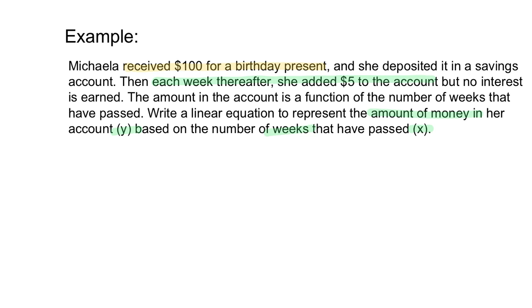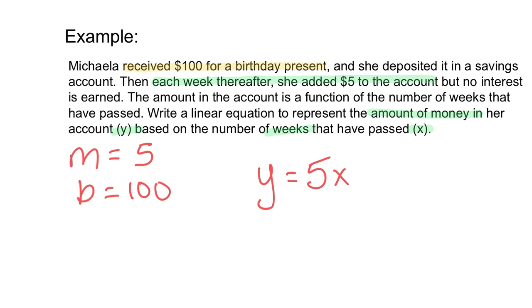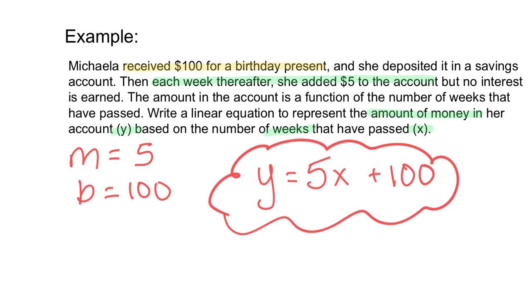So when I read this, she got $100 for her birthday, and then she deposited it in an account. And each week after that, she added $5. So when I think about writing an equation in slope-intercept form, because we have to write one for the total in the account, it has to be y equals. My m has to represent how much it's changing. She starts with $100 and she changes it every week by adding $5. So my 5 has to be my slope. The 100 that she started her account with is my y-intercept. And there's my equation in slope-intercept form.